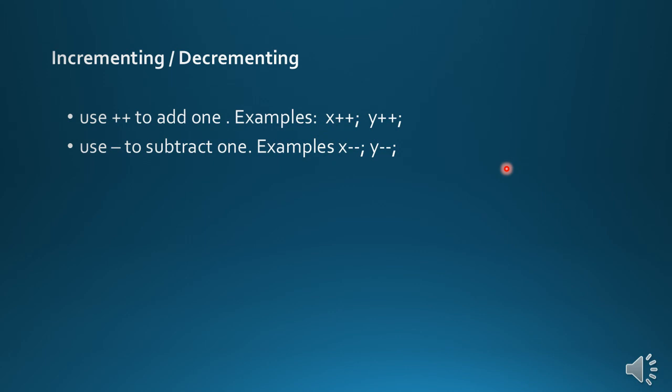So a lot of times they're used in loops where we need to count, and this is an easy shorthand way of doing it. The other way you would do the very same thing, if you wanted to write it out longer, would be x equals x plus 1 or x equals x minus 1. So the x plus plus is a lot quicker, and it's a nice shorthand way of incrementing and decrementing our variables.